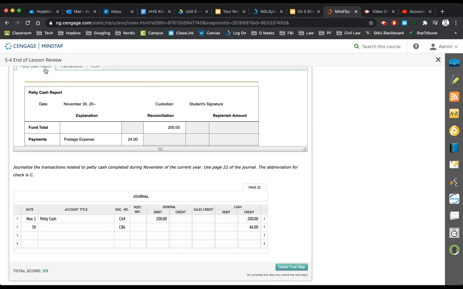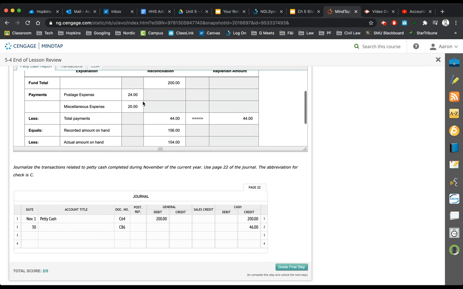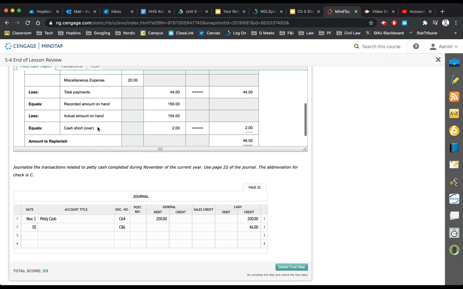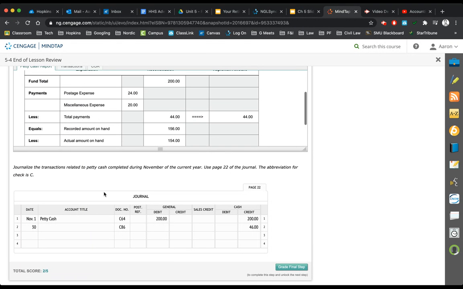But now we need to go back to our petty cash report, and our debits to petty cash, the transactions that decreased our petty cash, come from postage expense, miscellaneous expense, and our cash short. So we'll start off with postage expense. And so we need to debit that for $24. Next one is miscellaneous expense. And we are going to debit that in the amount of 20.